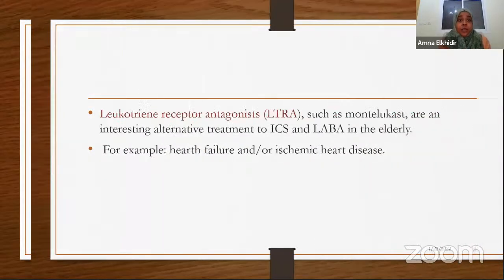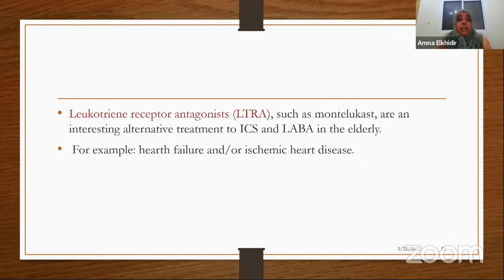Regarding leukotriene receptor antagonists, they are an alternative treatment if we can't use inhaled corticosteroids and long-acting beta agonists in the elderly. For example, in patients with heart failure or ischemic heart diseases, there is difficulty in using beta agonists. So we can use leukotriene receptor antagonists instead.